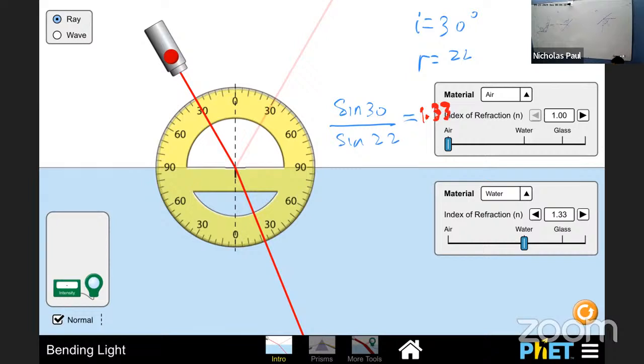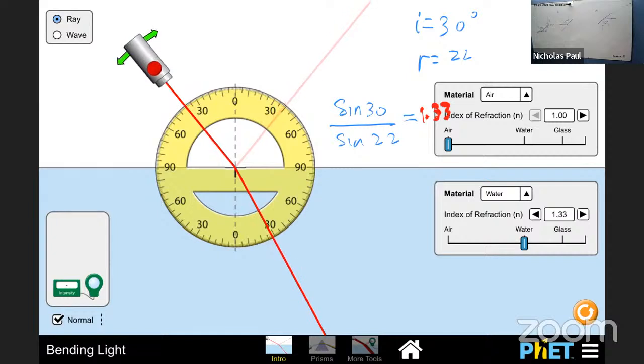Let's change the angle and tell me what you get. Let's go to 40. I is 40, and R is, I will help you, looking like 25, 26, 27, about 28. Do the same thing for me, please. Find sine 40 over sine 28. Tell me what you get.